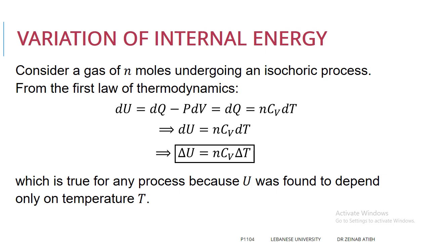So it doesn't matter what path I have followed to start from T1 and end up with T2. It only matters that initially I was at T1 and I ended up with T2. So this formula nCV delta T is true for all types of processes as long as all processes have the same initial and final temperature.